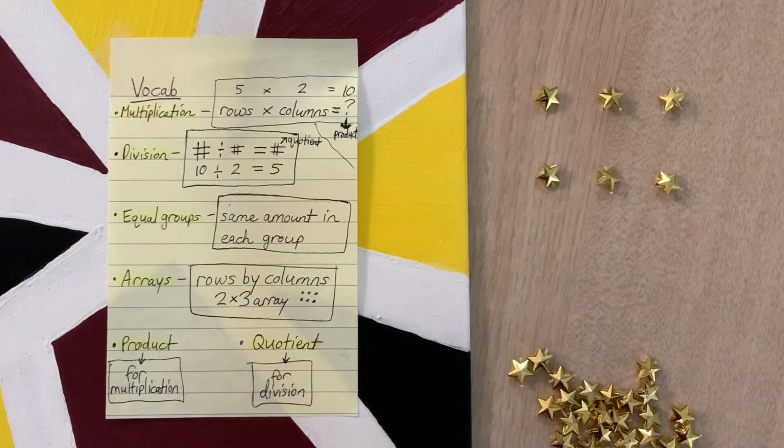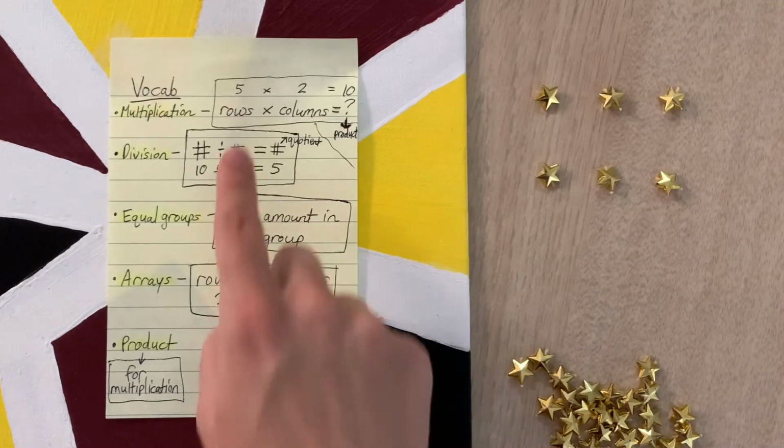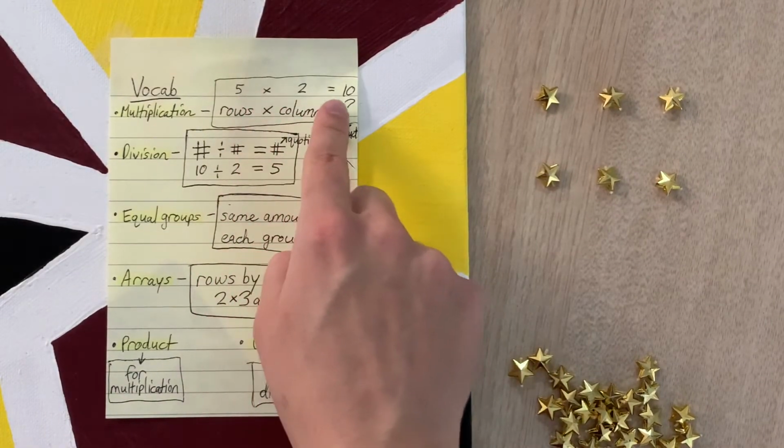And our last 2 words are going to be product and quotient. So product is the answer for multiplication. So for example, 5 rows of 2 columns equals 10.